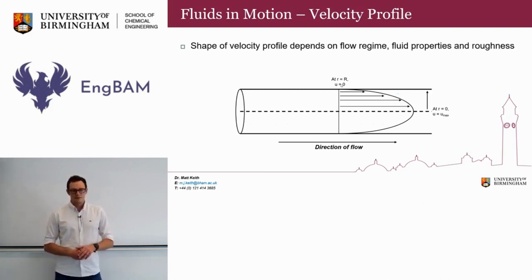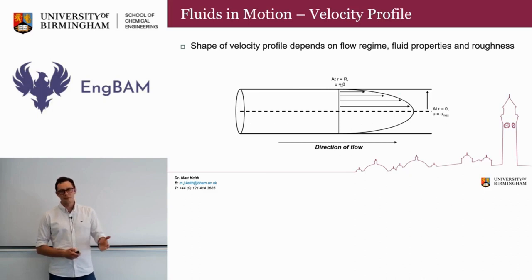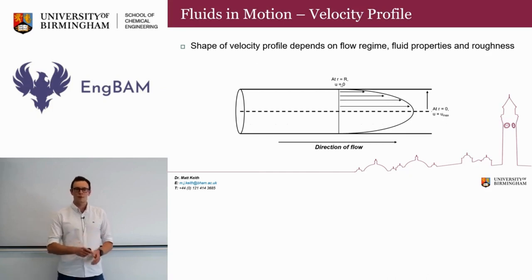Now, the shape of this velocity profile will also depend on the flow regime, the fluid properties, and the roughness of our pipe. The shape of the velocity profile shown here is for a smooth pipe in laminar flow. And we can see we've got quite a steep, what we call parabolic profile.